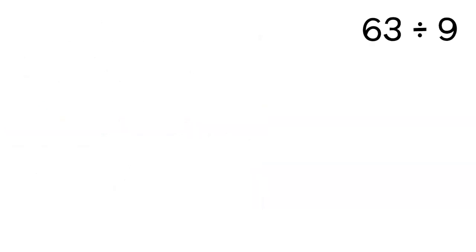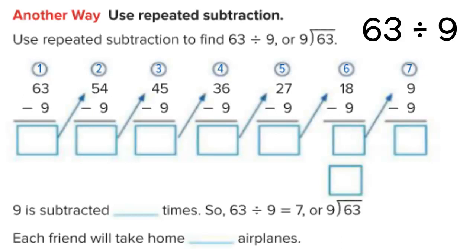What if we did 63 divided by 9? Another strategy we could do without using counters would be repeated subtraction. We are going to start with our total 63, and we are going to keep subtracting 9 until we get to 0. And then we're going to count how many times 9 is subtracted. Let's get started. 63 minus 9 is 54.